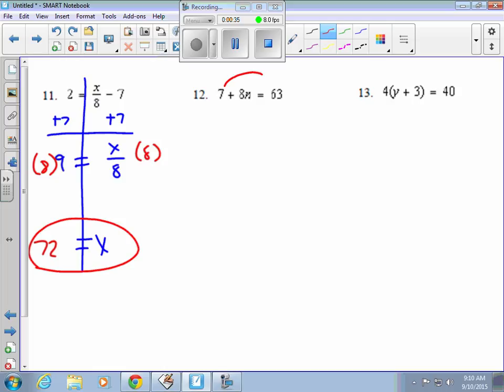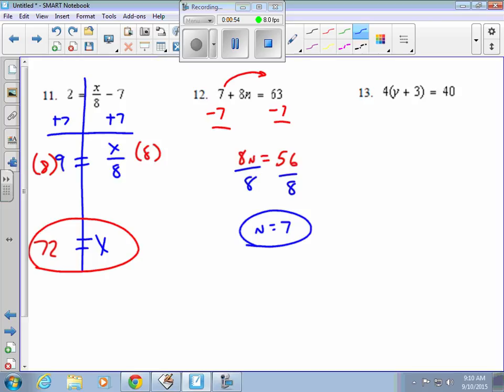7 plus 8n equals 63. Move over your positive 7, or plus 7, by subtracting it. If you do it there, do it here. Leaves you with 8n on the left equals 56 on the right. Undo 8 times n by dividing by 8 on both sides, and n is 7.